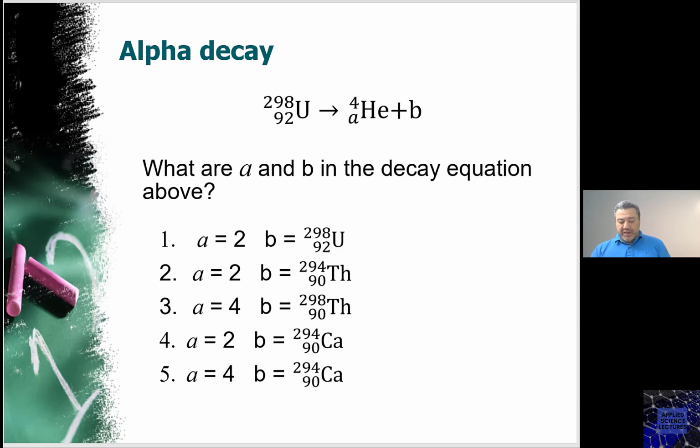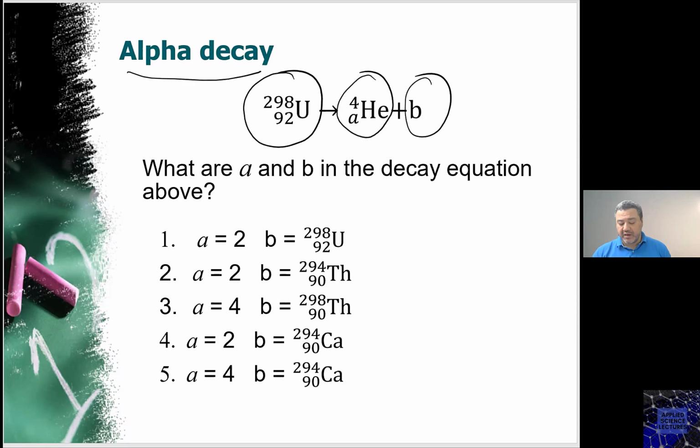So let's look at this example here. In this example, this is the parent nucleus, uranium, with a mass number of 298 and an atomic number of 92. In alpha decay, it will release a helium nucleus plus a new nucleus. What are the A and B in the decay equation above? So definitely here, the helium has A equals 4. The atomic number for the helium nucleus is 2. Then what am I missing?